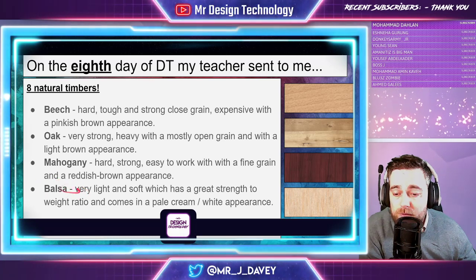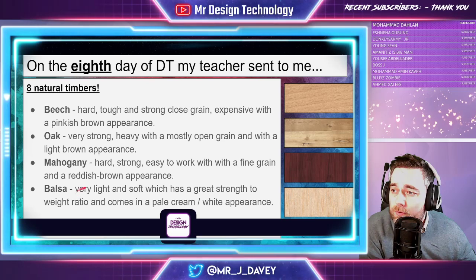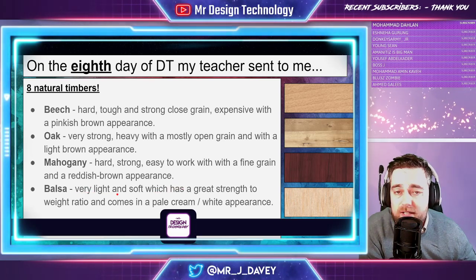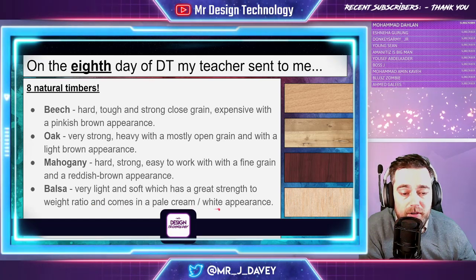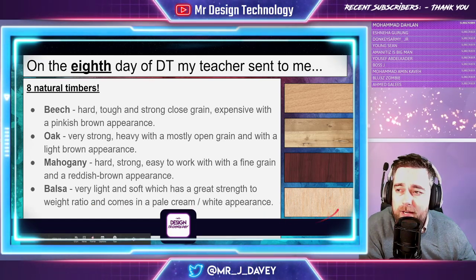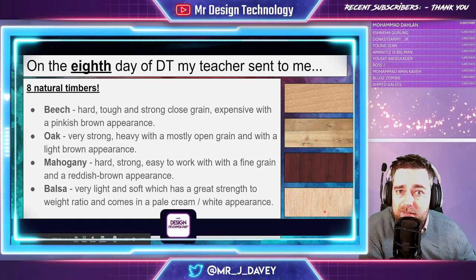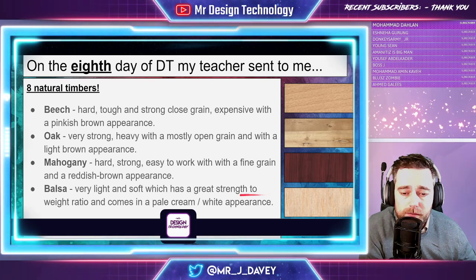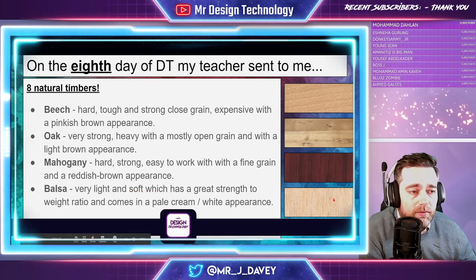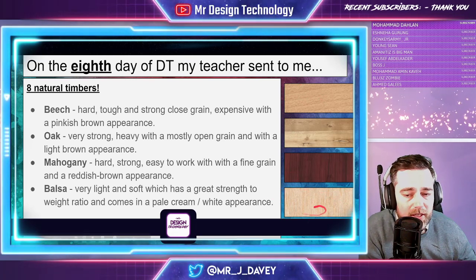Next on the list is balsa, where you get little model airplanes that you can build and throw and use as gliders. It's very light and soft, which is a great strength to weight ratio, and comes in a pale cream and whitish appearance. You can see it looks a bit like cream crackers almost. That's how pale it is, and it pretty much has the same consistency. So it's quite soft, I suppose. Well, there you go, I did say it was soft anyway. So we've got our beech, our oak, our mahogany, and our balsa.